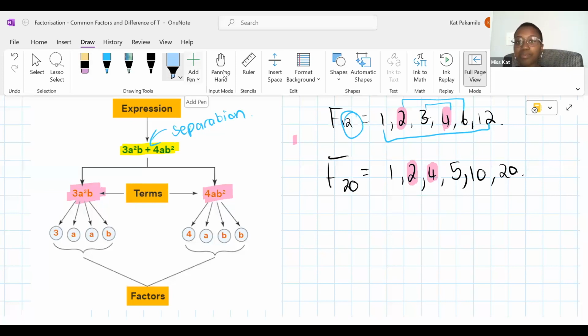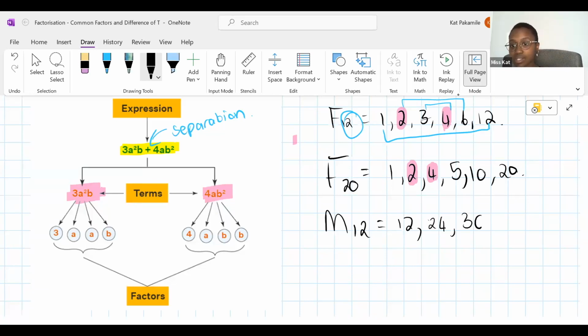It's 12. Yes, so factors are the numbers that you can divide this by and you will not get a remainder. Do you understand? Yes, ma'am. Whereas multiples are the answers you get when you multiply that by any natural number or any integer. For instance, multiples of 12 would be 1 times 12, which is 12. 2 times 12 is 24. Do you see where I'm going with this? 36, 48. So look at the difference between factors and multiples.